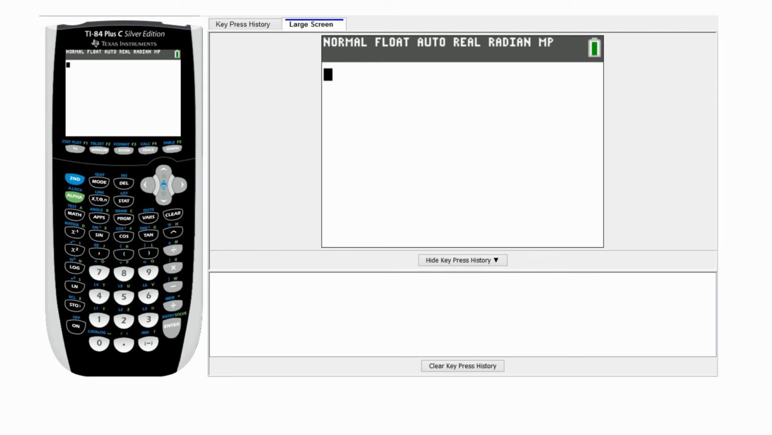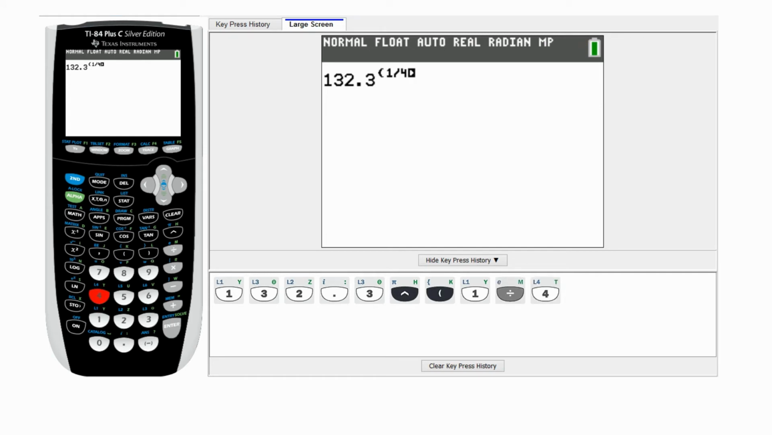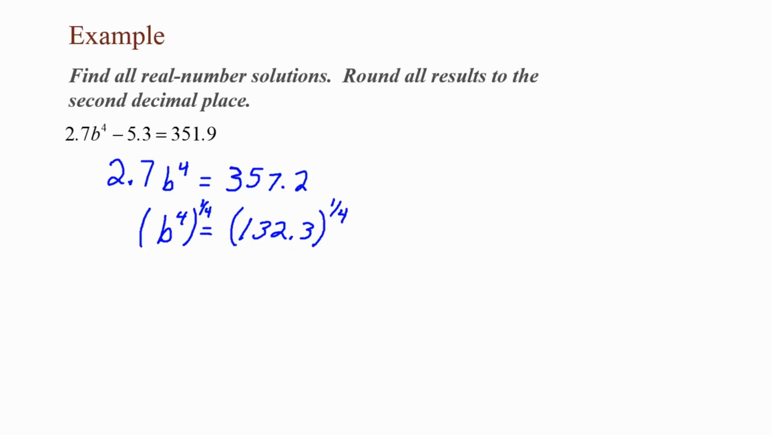To find the fourth root of 132.3, I type 132.3, power, parenthesis, 1 divided by 4, close parenthesis, enter. So that gives us 3.39148547. Rounding to the second decimal place, we have 3.39. So b equals 3.39. Since my 4 is even, plus or minus. Final answer, b equals plus or minus 3.39.